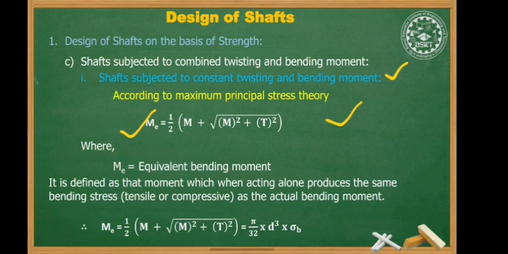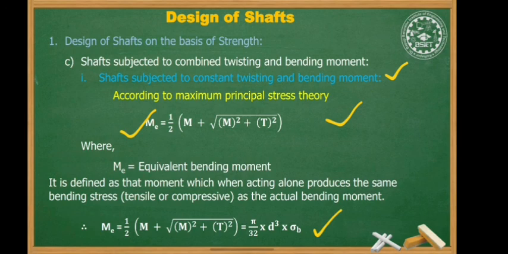Here this equivalent bending moment is nothing but the moment which, when acting alone, produces the same bending stress, that will be tensile or compressive, as the actual bending moment. We previously calculated the bending moment as M equals pi by 32 d cube multiplied by sigma b. As this bending moment is similar to the equivalent bending moment, this equivalent bending moment produces the same effect as the bending moment which we have already calculated. So equate Me to this equation.